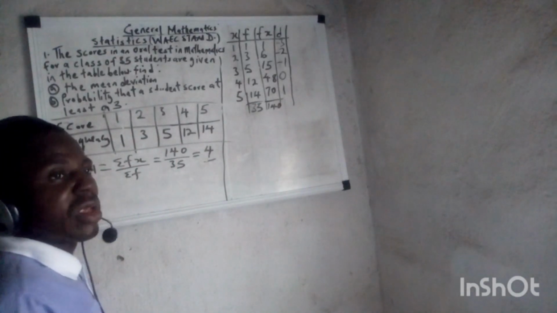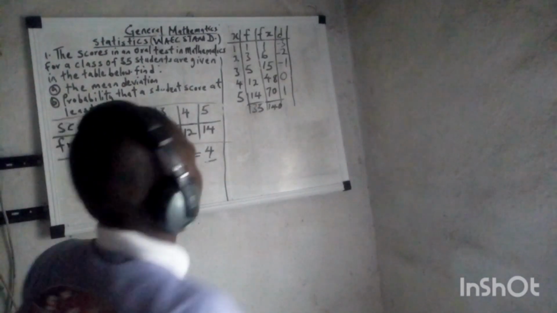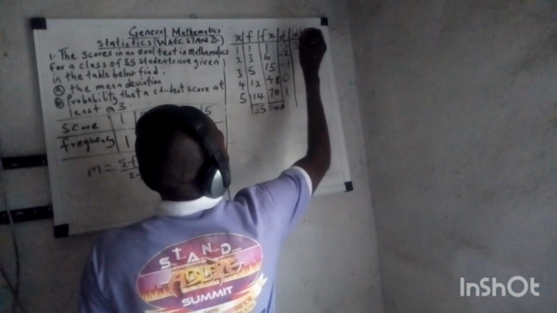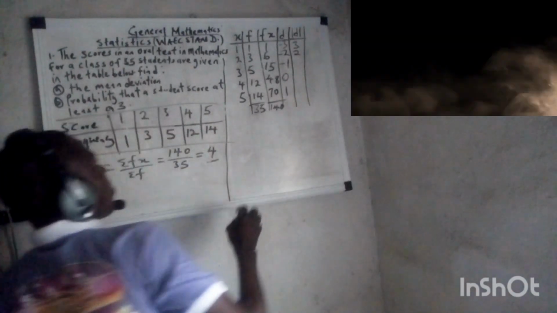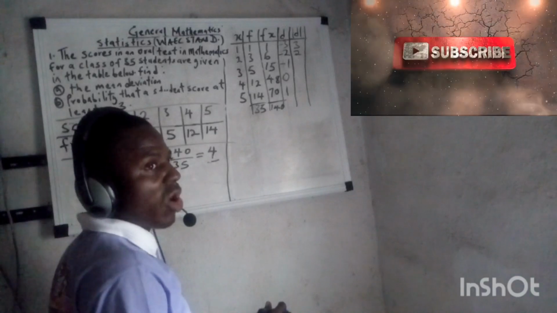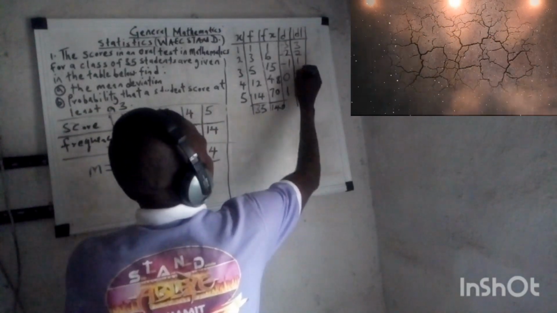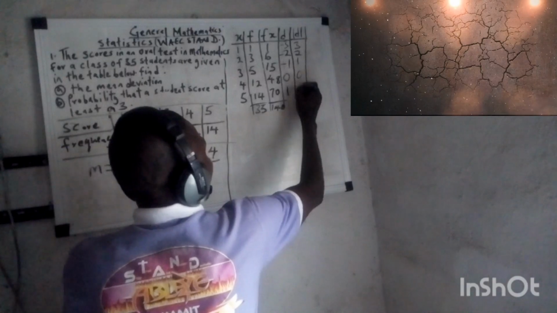What then are we supposed to do? Also get the absolute deviation. Absolute deviation, the negative sign automatically is gone. That is absolute deviation. This becomes 3, 2, 1, 0, and 1.